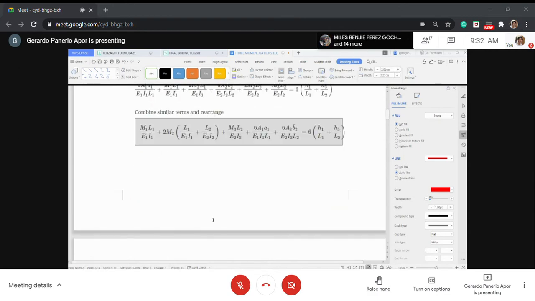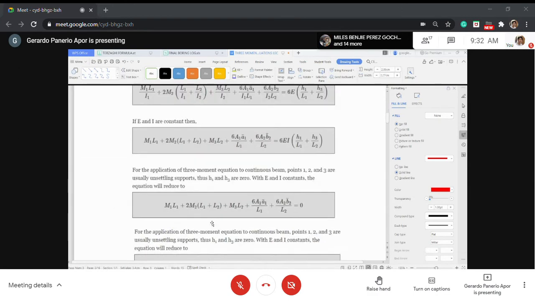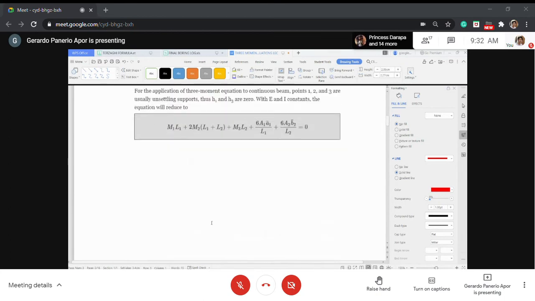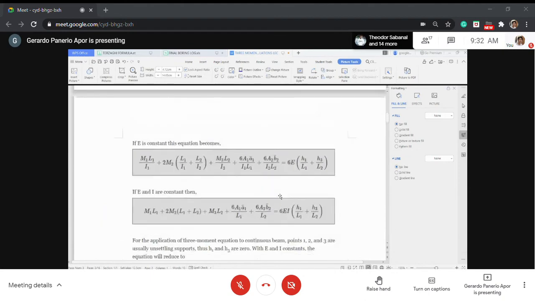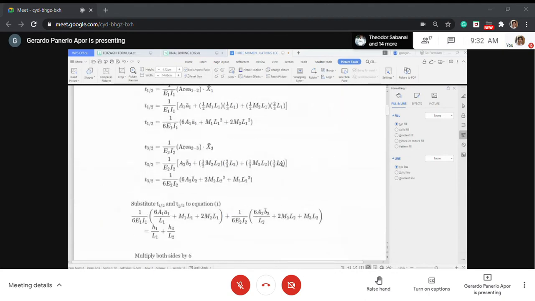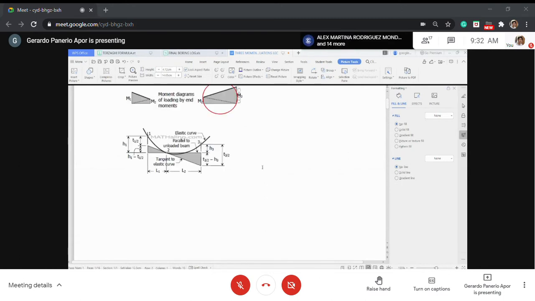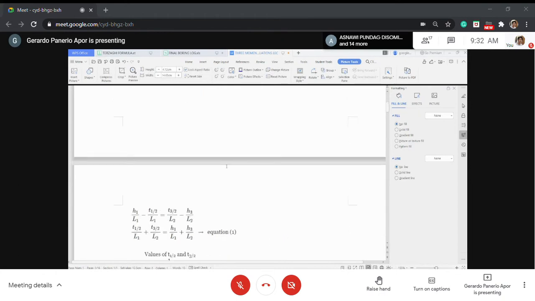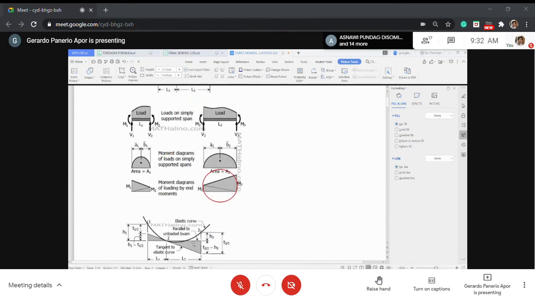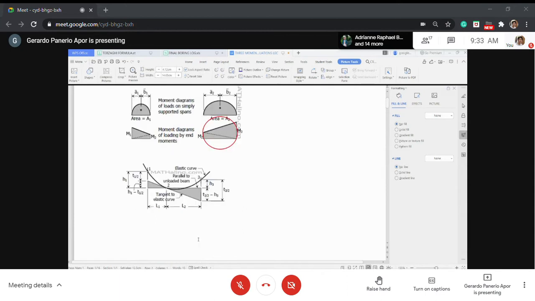I'd rather go to the bottom. Yeah, this one. This is the equation of your three-moment equation after a very lengthy derivation. I am not going to discuss the derivation online, it will be very difficult. But this is taken from this figure.